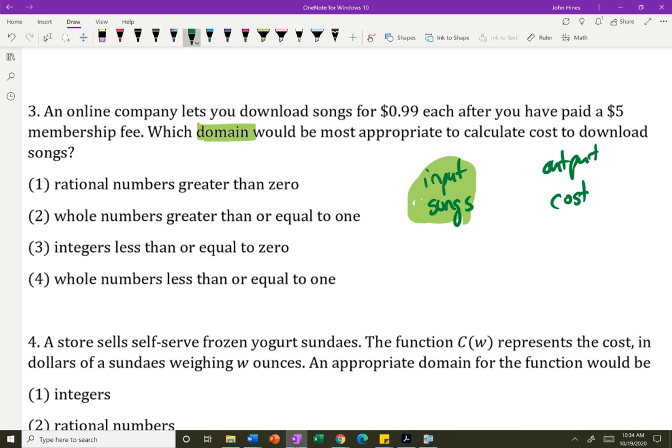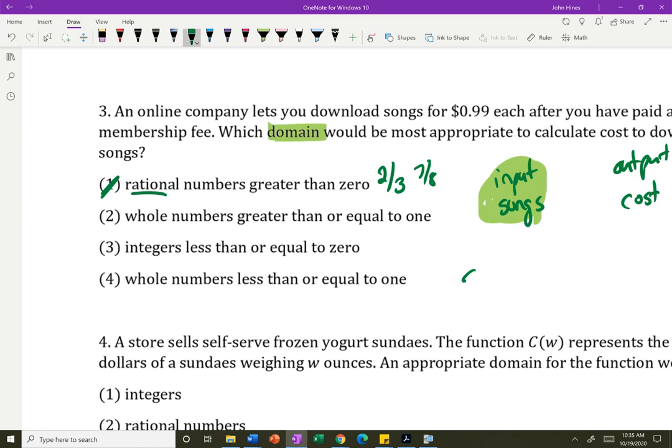So rational numbers greater than 0? Well, rational means fraction. Can I download 2/3 or 7/8 of a song? I don't think I want decimals here. Songs are whole numbers. Whole numbers greater than or equal to 1: 1, 2, 3, 4. That looks pretty promising. Let's see why the other ones are wrong.